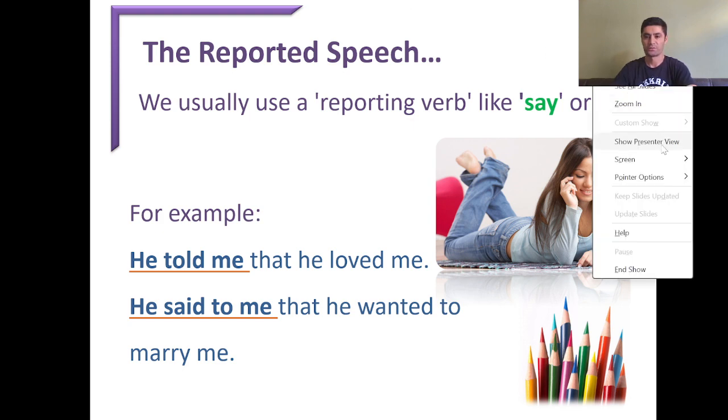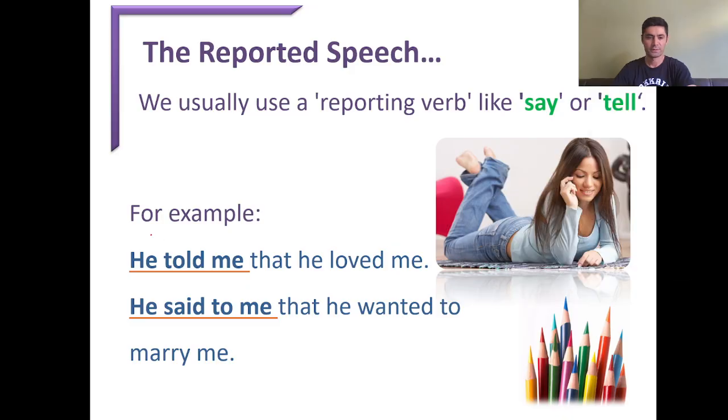Just a second, I'm going to use the pointer pen. So take a look at this sentence. He told me that he loved me. So here the reported verb is told, which is the past form of tell. Next example sentence. He said to me that he wanted to marry me. So here the reported verb is said, which is the past form of say.